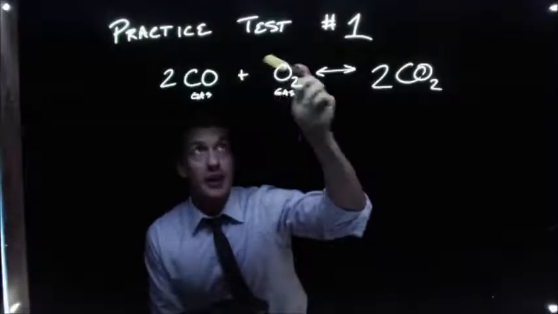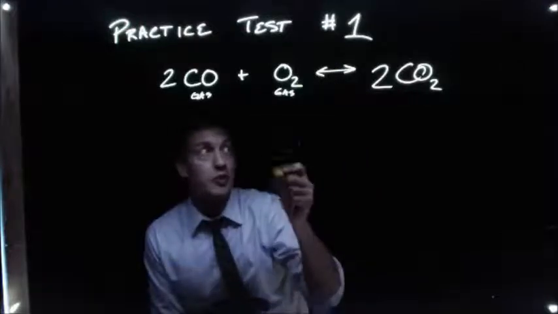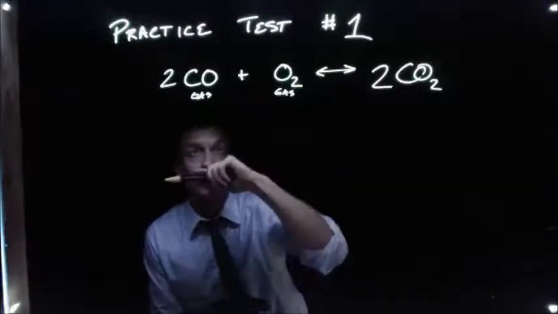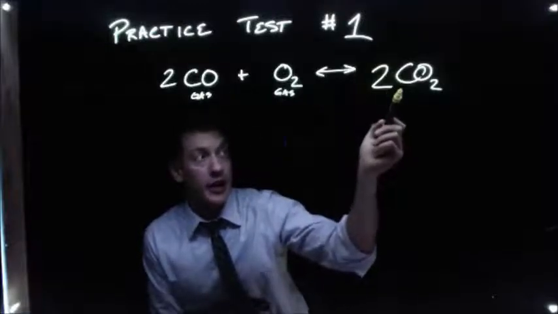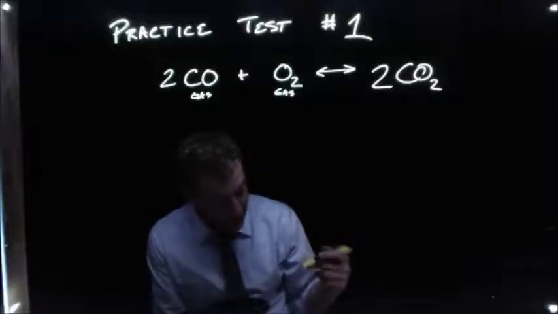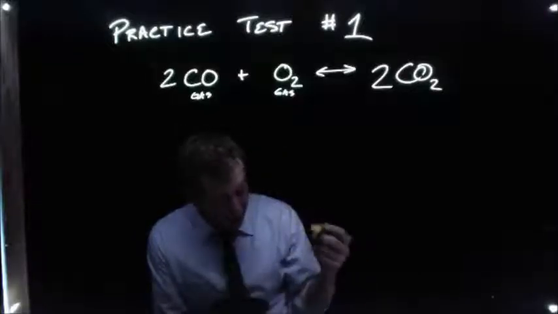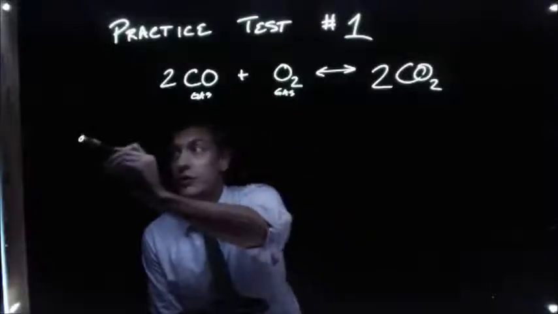Problem comes from the practice test. It's number 1, and it's looking at Le Chatelier's principle and how an equilibrium between carbon monoxide and oxygen, making carbon dioxide, would change if certain stresses are imposed upon the system. So A says, which way will the equilibrium shift if oxygen is removed?